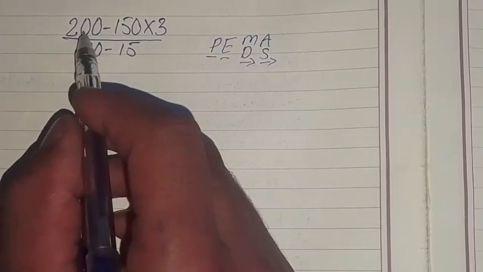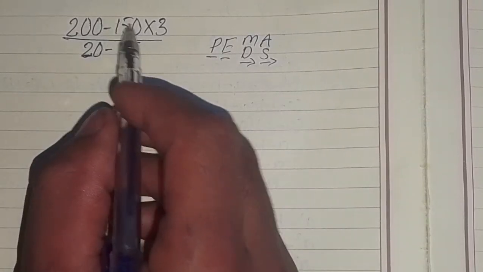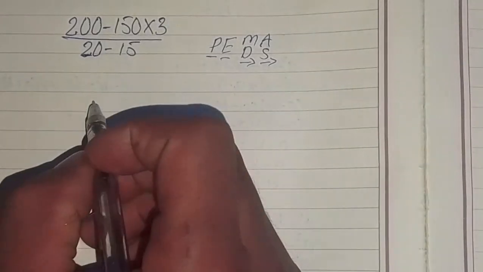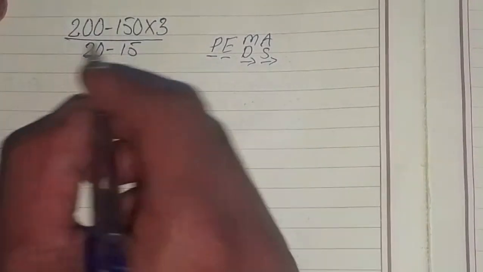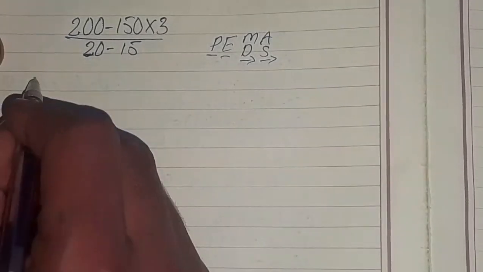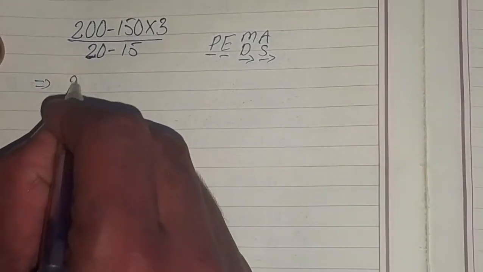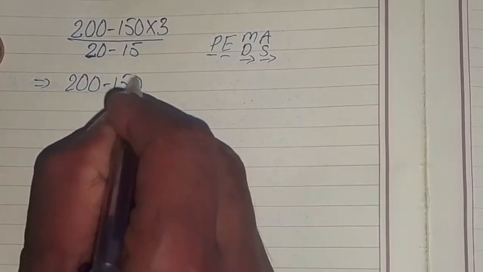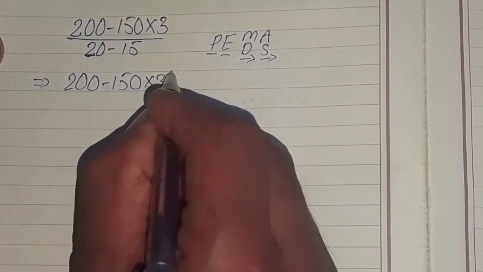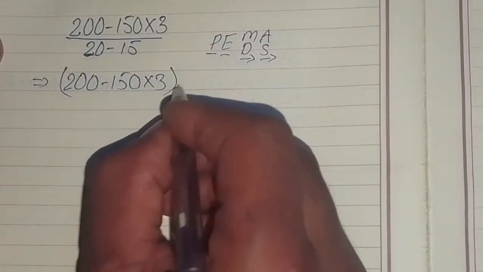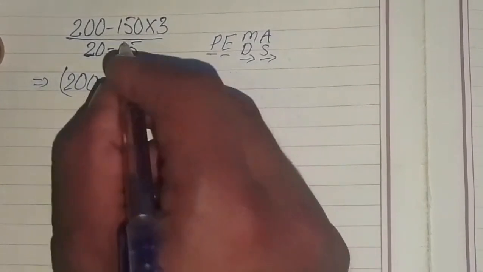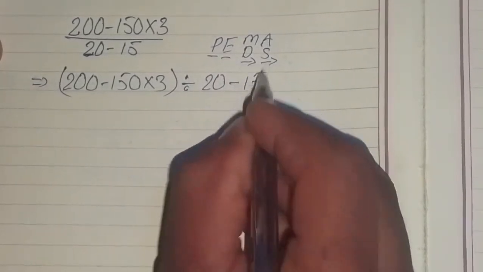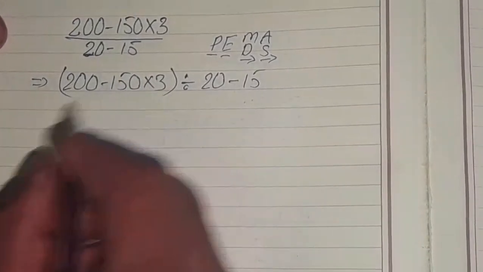Now we have (200 minus 150 times 3) over (20 minus 15). So first we solve the numerator, then we solve the denominator. Numerator is 200 minus 150 times 3, and denominator is 20 minus 15.